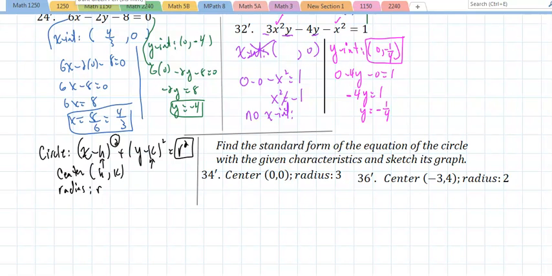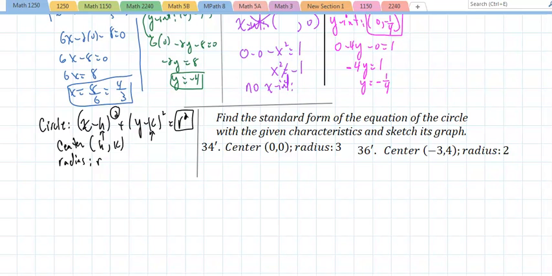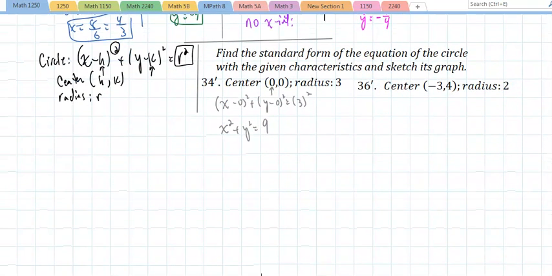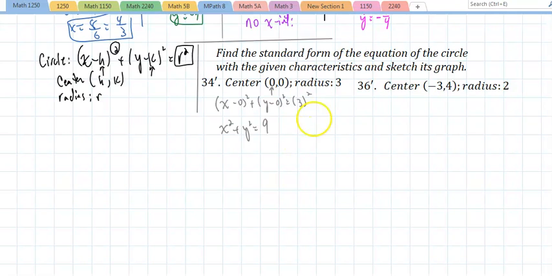And here we are, a couple of problems. Again, very close to number 34, very close to number 36. Well, here it's really x minus whatever that is, y minus whatever that is, equal whatever the radius is squared, or simply x squared plus y squared equals 9. Now, if I wanted to sketch the graph of this, it's a lot simpler than you think.